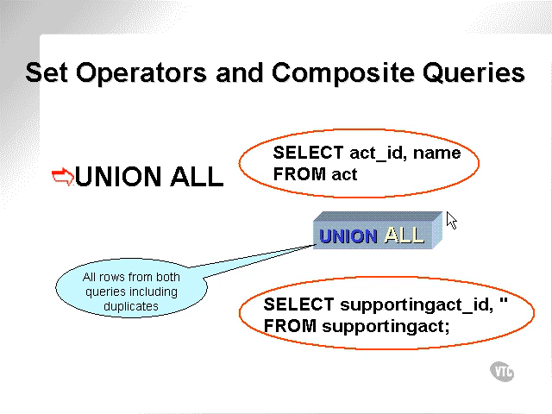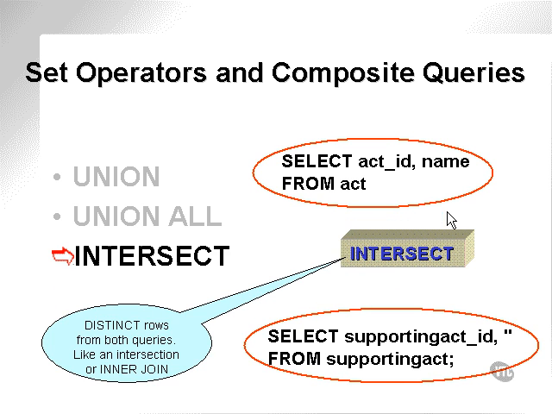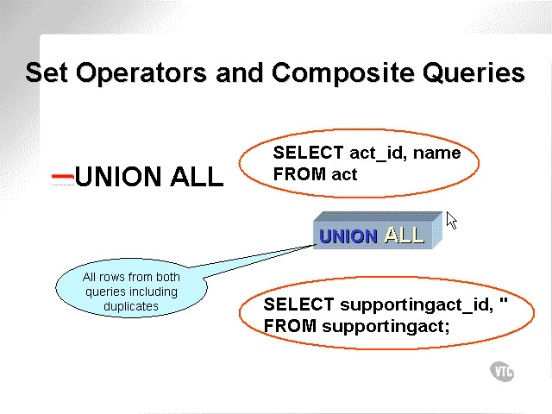Set operators and the composite queries they produce. There are 4 set operators: union all, union, intersect, and minus. What does union all do?